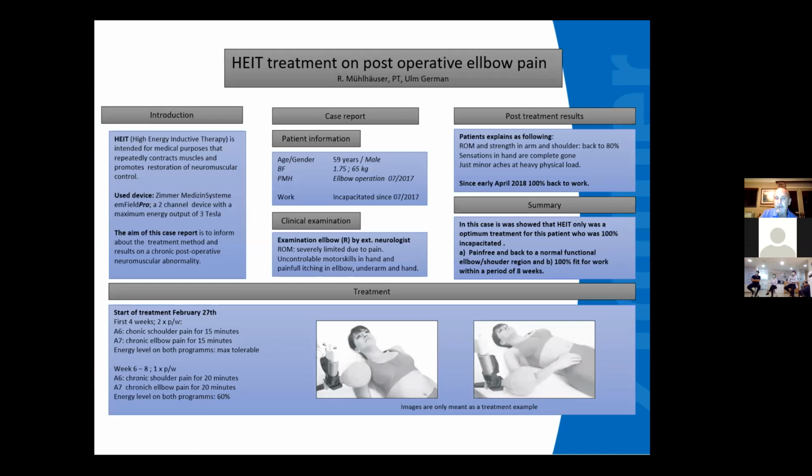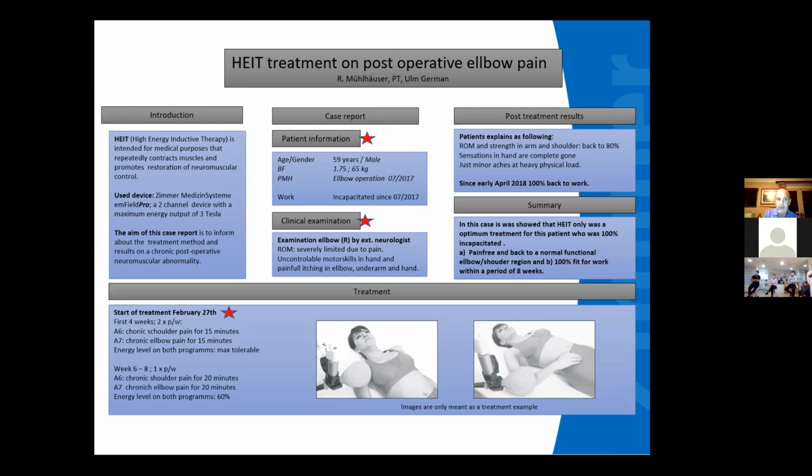Here's a couple cases. A male had an elbow operation. He was completely incapacitated following surgery. On examination by a neurologist, severely limited range of motion, secondary to pain. He just couldn't tolerate the pain of trying to move it. He had uncontrolled motor skills and painful itching or paresthesia, underarm and hand.